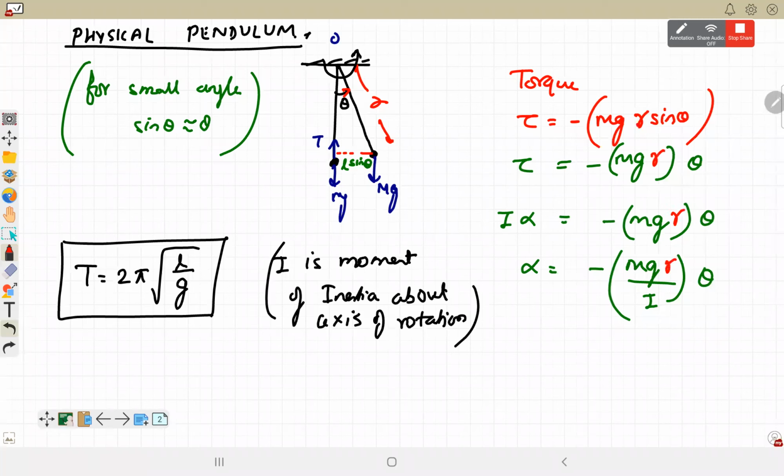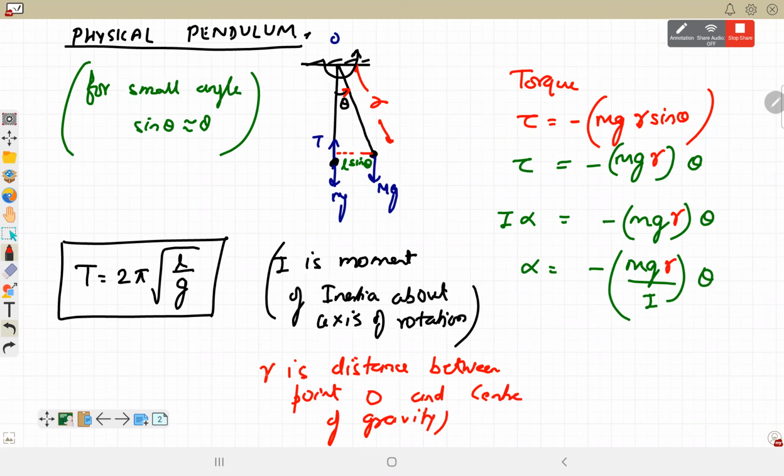And in this formula, R is the distance between the axis or point O and the center of gravity where mg is acting. Center of gravity of whatever body it is. If it is a sphere, the center; if it is a rod, it will be the rod center, etc. Right? So if you compare with the formula, alpha is minus omega square theta. Omega will become root of mgR by I.